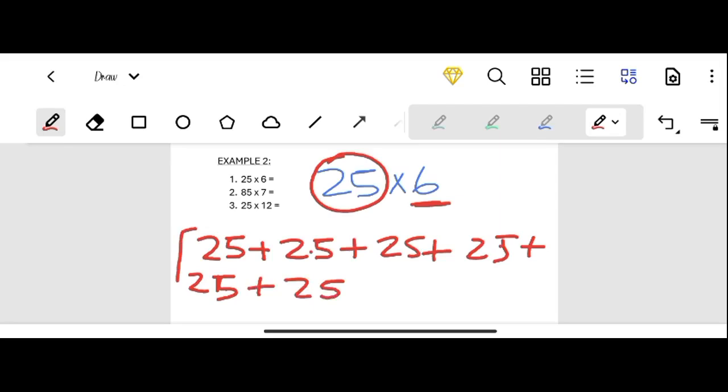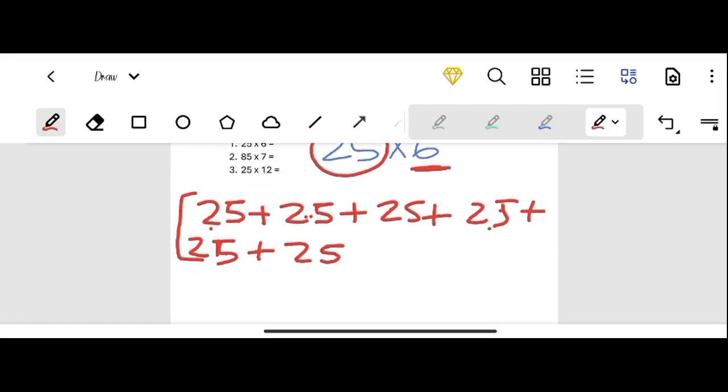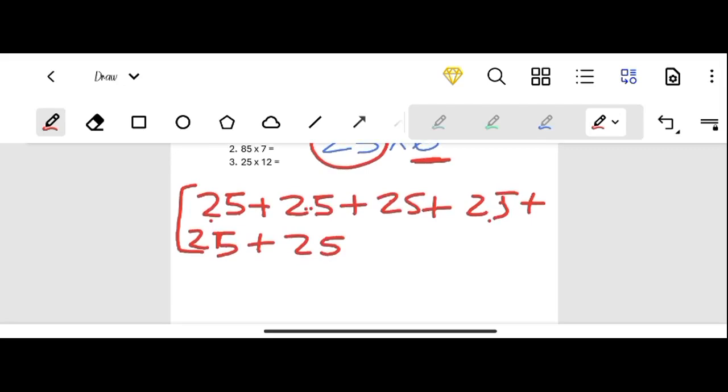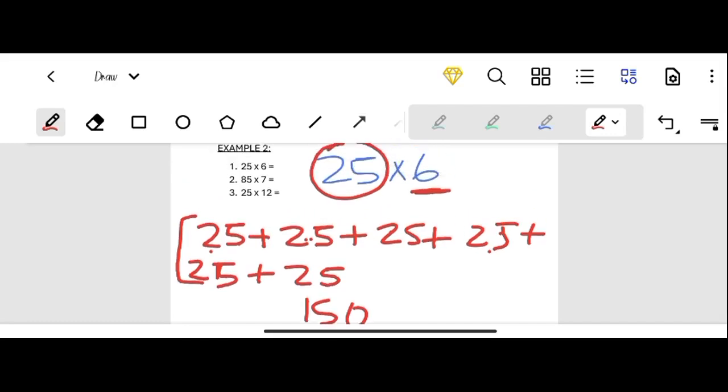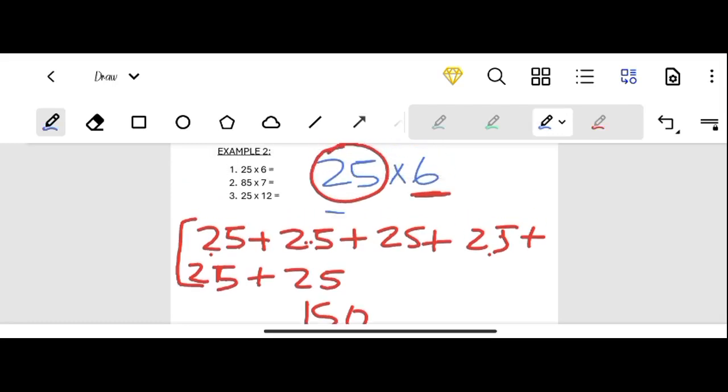Remember, this is what you write in an extra page if you're given one. You don't write it when you're dealing with this. So it's just for you to count. So you have 25 plus 25, 50. 50 plus 25, 75. 75 plus 25 is 100. 100 plus 50 is 150. So this means that the answer here is going to be equal to 150. And you are done.